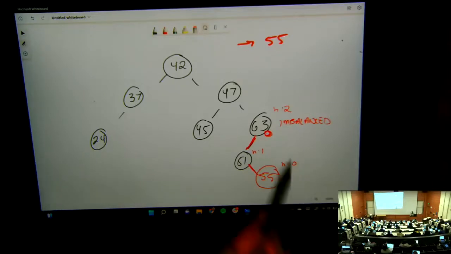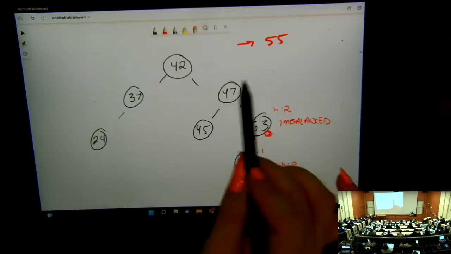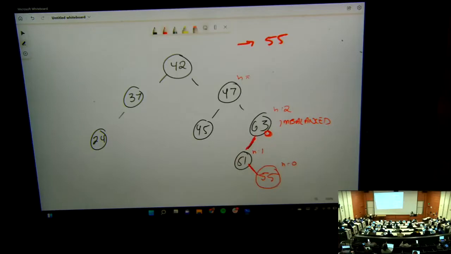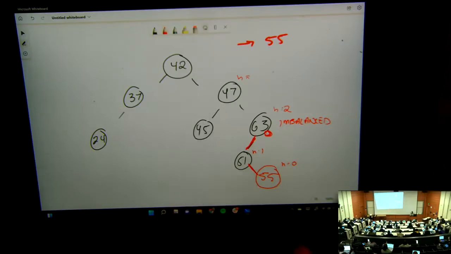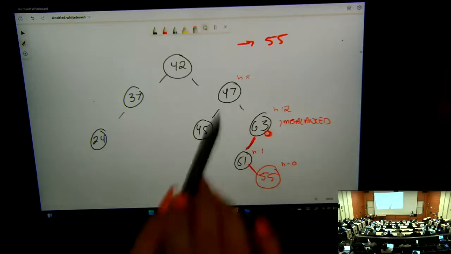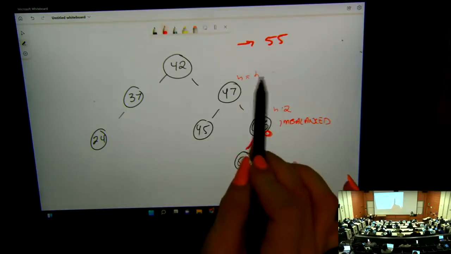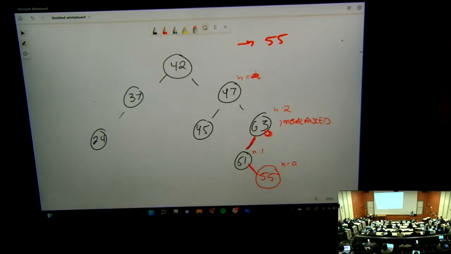And then as you can imagine, we continue up. Now this subtree has a height of 2. This previously had a height of what? It had a height of 0 there, and it had a height of 1 over there. But now it's got a height of 2. Boop, boop, boop. Is 47 balanced or imbalanced? Imbalanced. I agree.